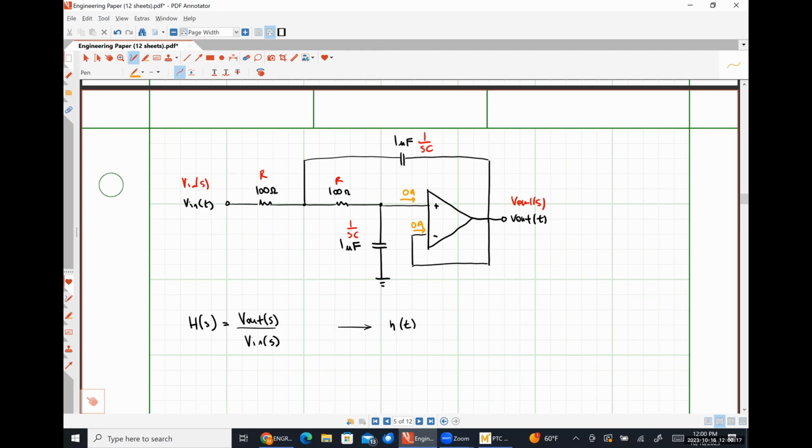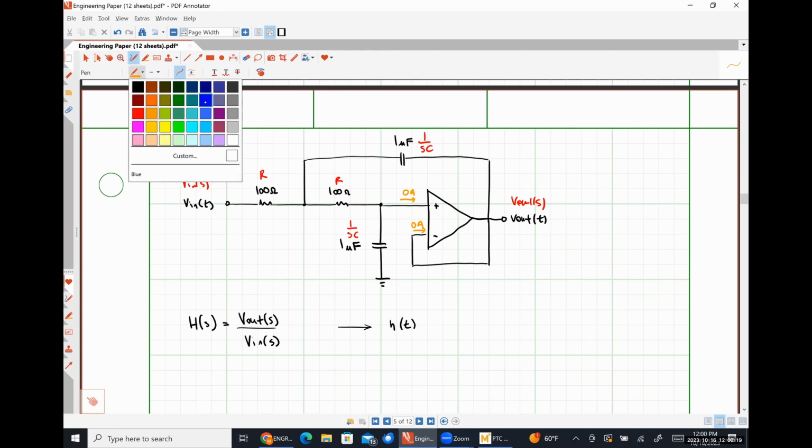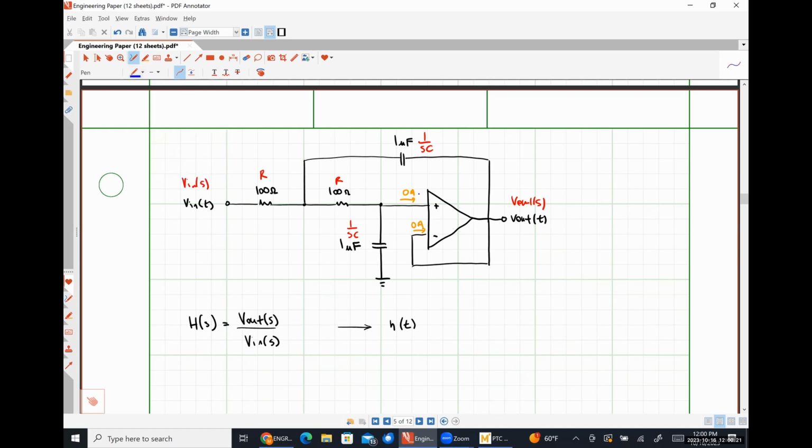Okay. Let's do this in blue. So this voltage, V positive of S, has to be the same thing as this voltage, V negative of S. So now both of our ideal op amp rules have been applied.